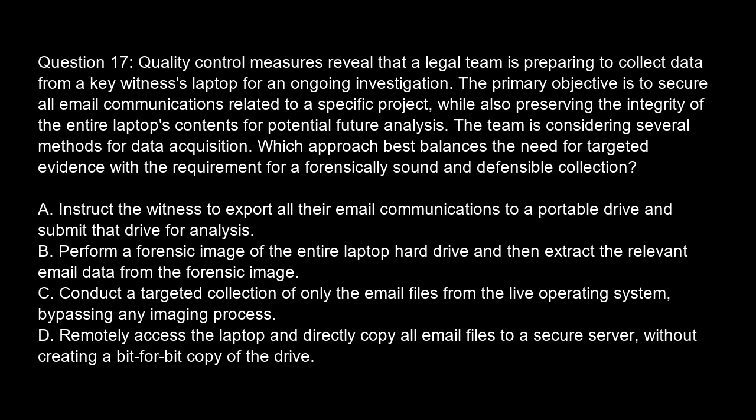Option A. Instruct the witness to export all their email communications to a portable drive and submit that drive for analysis. Option B. Perform a forensic image of the entire laptop hard drive and then extract the relevant email data from the forensic image. Option C. Conduct a targeted collection of only the email files from the live operating system, bypassing any imaging process. Option D. Remotely access the laptop and directly copy all email files to a secure server, without creating a bit-for-bit copy of the drive.